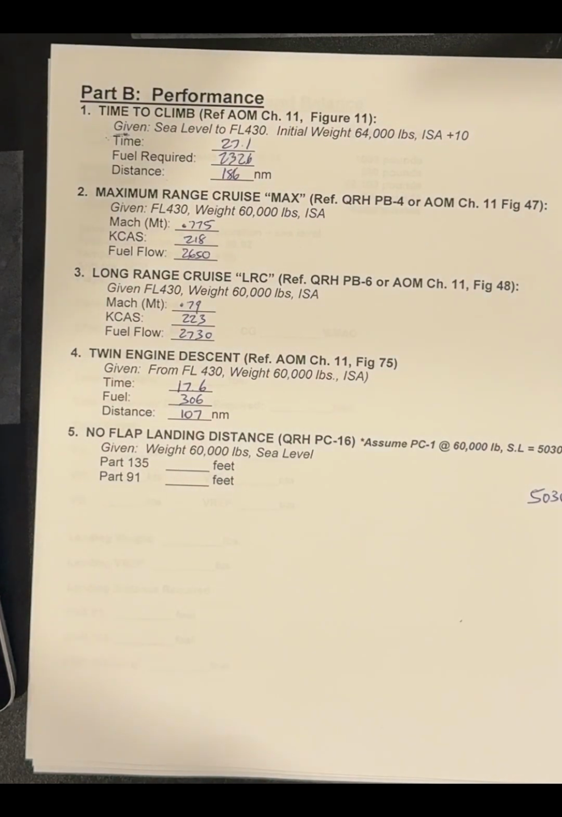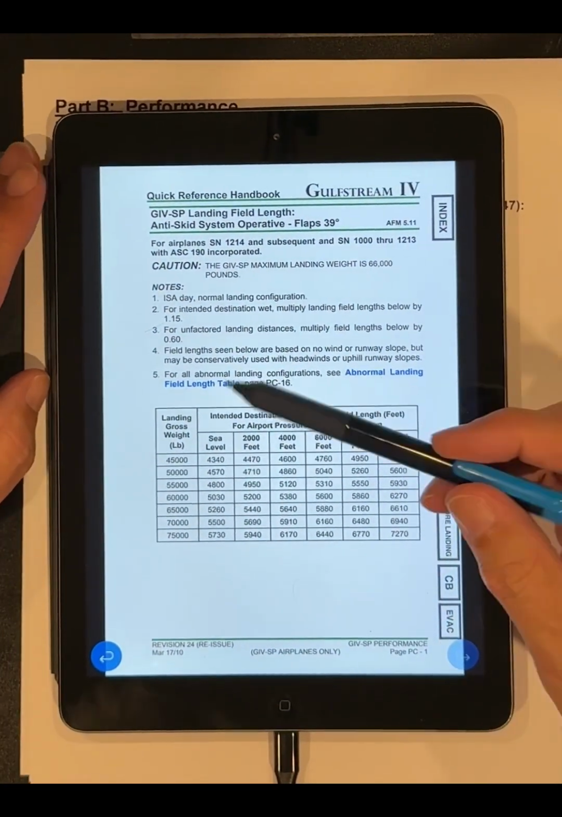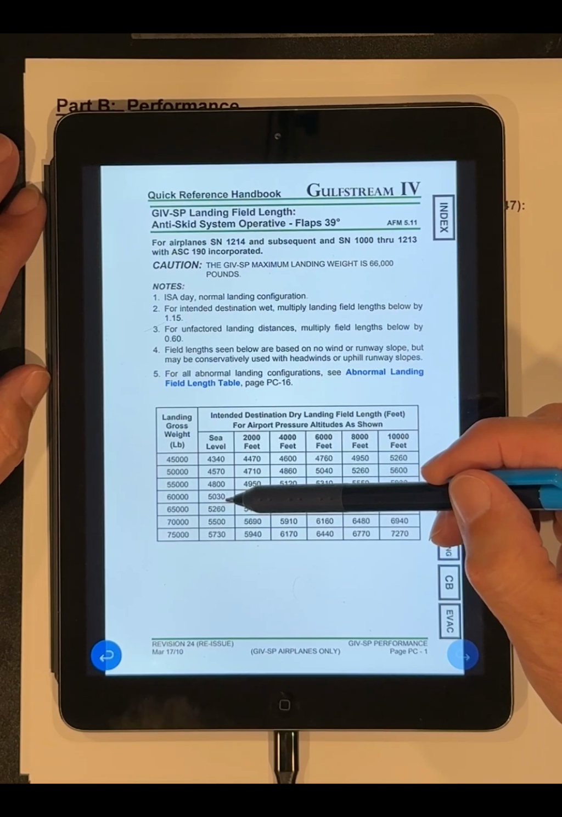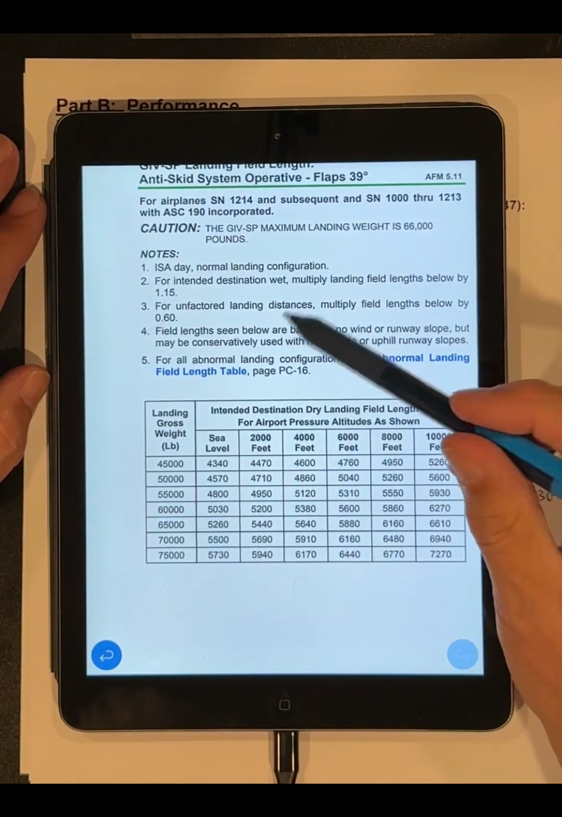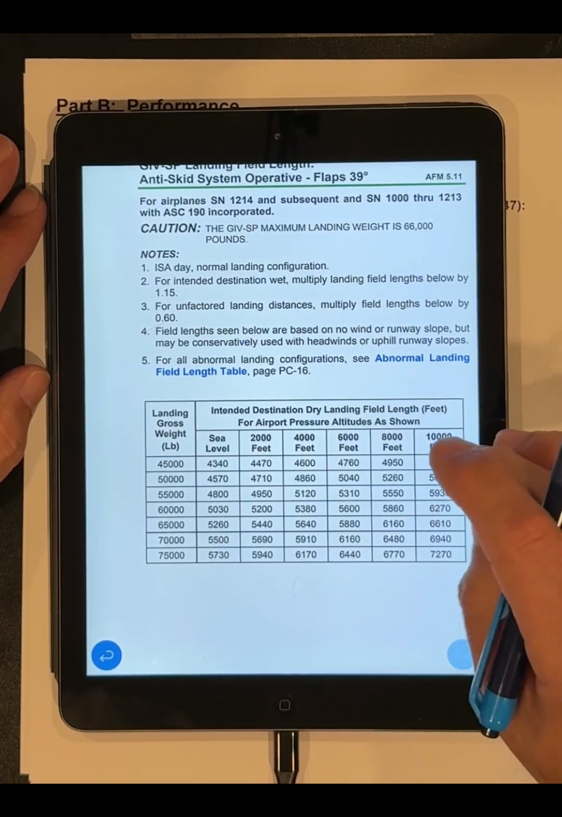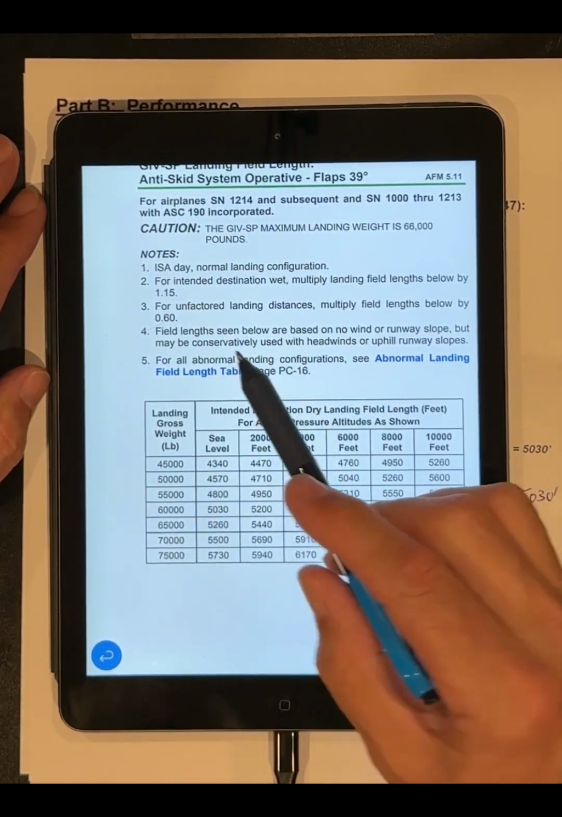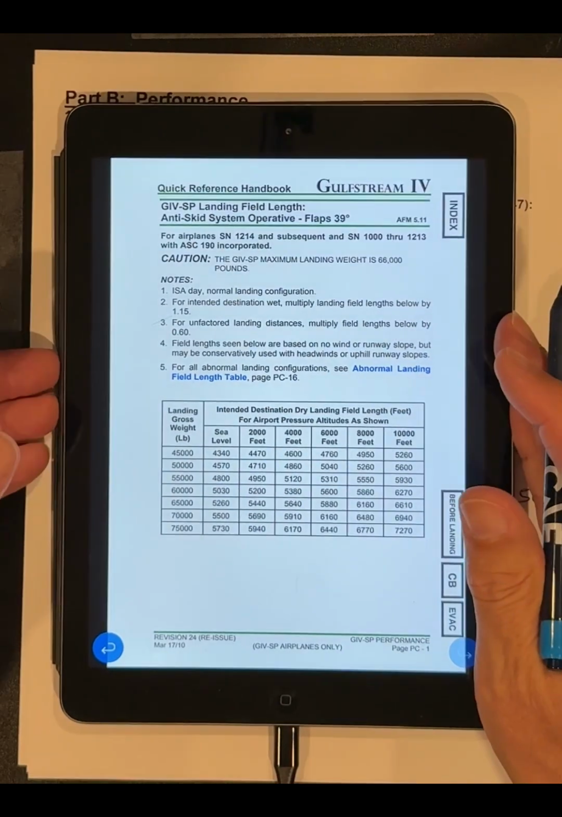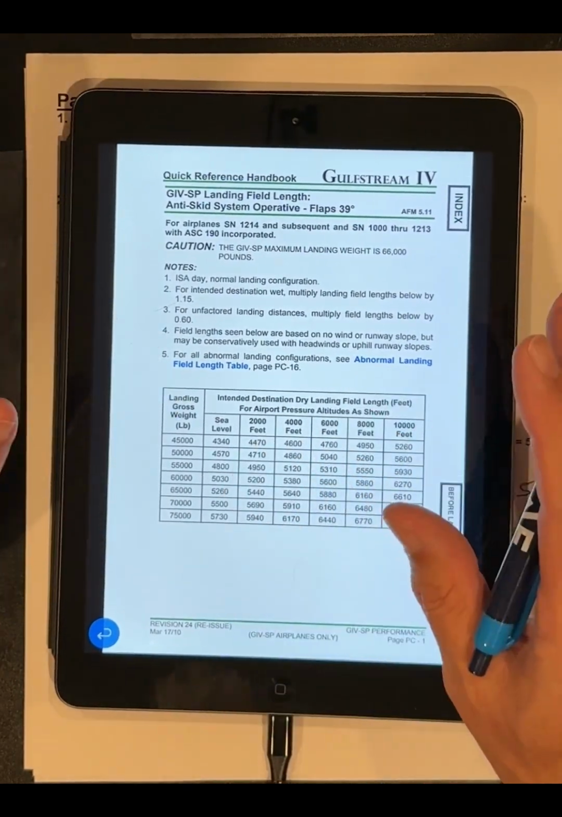So to get that, the first thing you need to do is figure out what it would be under normal circumstances. And again, it's sea level at 60,000 pounds. We come up with 5,030 feet, and that is the Part 135 factored distance. Now, if you wanted to do this on a Part 135 with a wet runway, you would need to multiply this 5,030 by 1.15. If you wanted to do the Part 91 unfactored distance, you'll take this number and multiply that by 60%. Okay, so all we're doing now is we want to find the no flap.